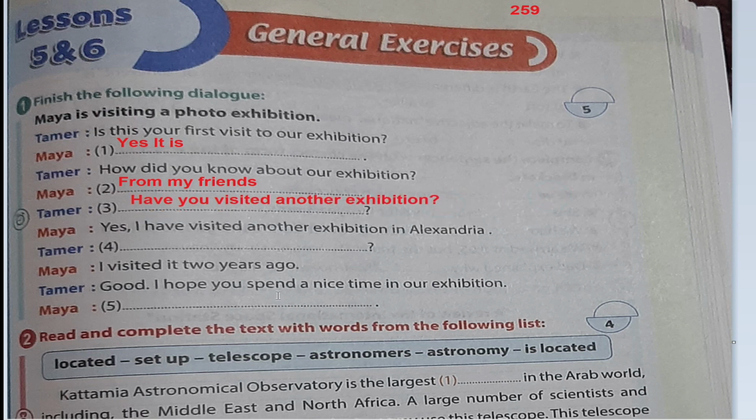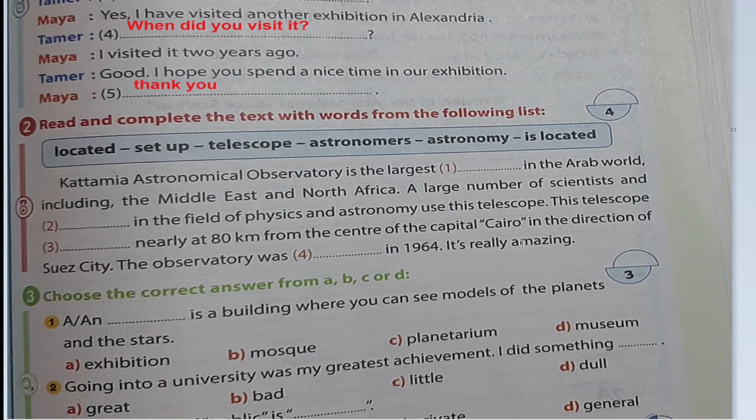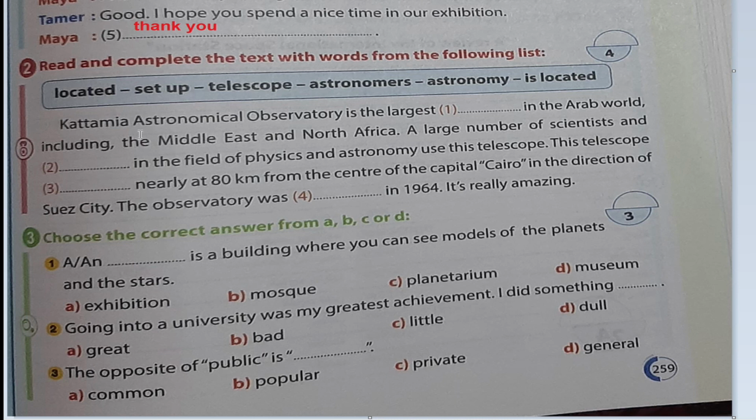Yes, I have visited another exhibition in Alexandria. When did you visit it؟ 2 years ago. Good. I hope you spend a nice time in our exhibition. Thank you. نروح على طول للسؤال الثاني. Read and complete with the correct word from the following list.